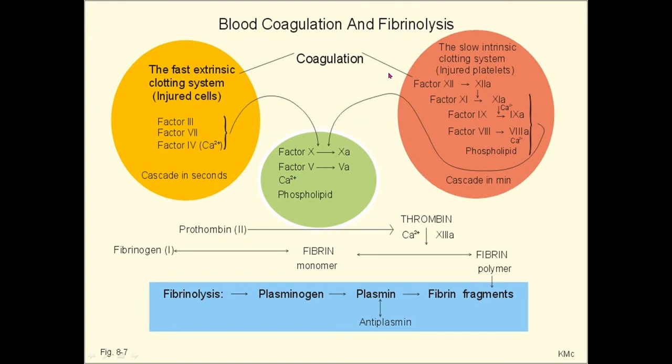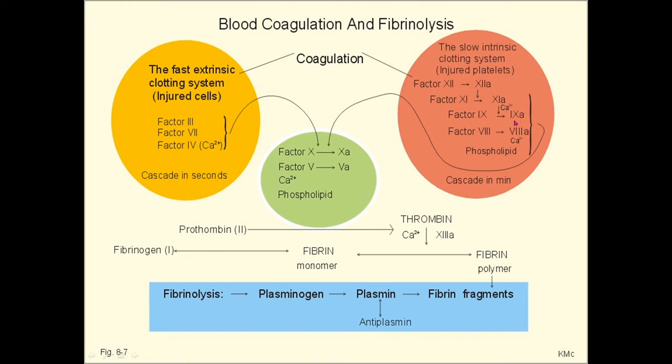Okay. Then the intrinsic clotting mechanism starts from factor 12. It gets activated and becomes 12A. This 12A activates the inactive factor 11 to form 11A. Then 11A acts on factor 9, which is inactive, in presence of calcium ion, and it becomes 9A. Then 9A acts on factor 8 and activates factor 8 into factor 8A.